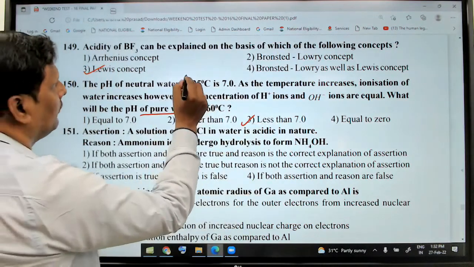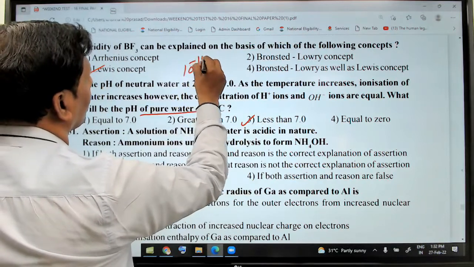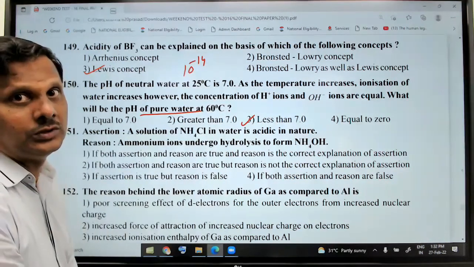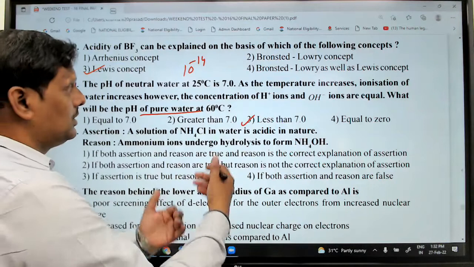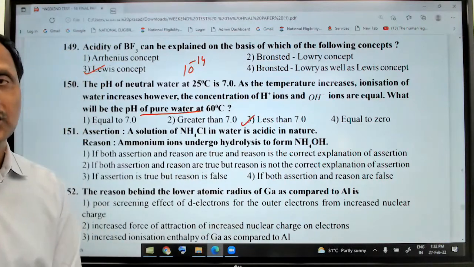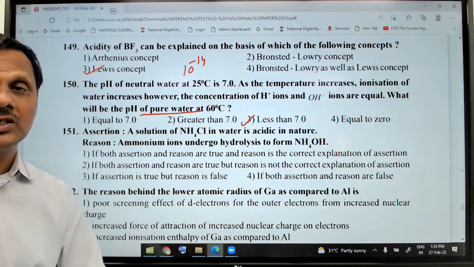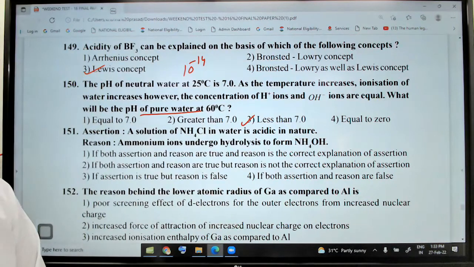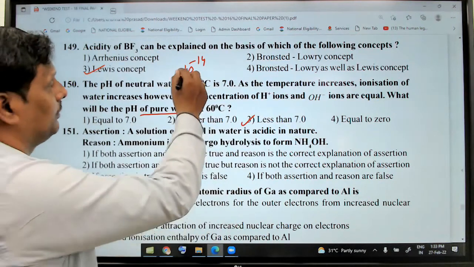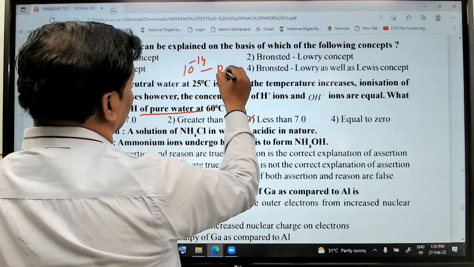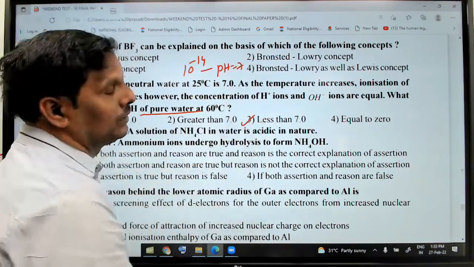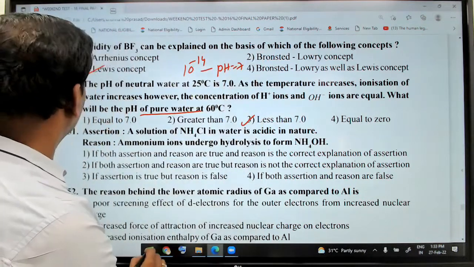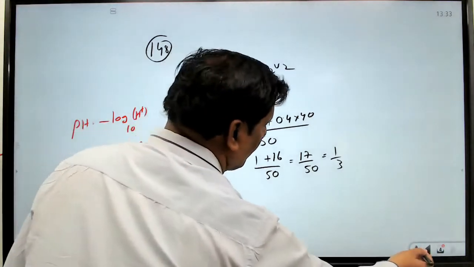Because at 25 degrees it is 10 power minus 14. Maybe at higher temperature it is more than 10 power minus 14. It may be 10 power minus 13, it may be 10 power minus 12, it may be 10 power minus 10. Whatever it may be, for pure water, for example, question number 150.